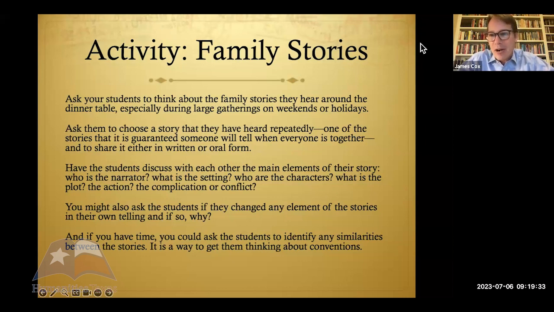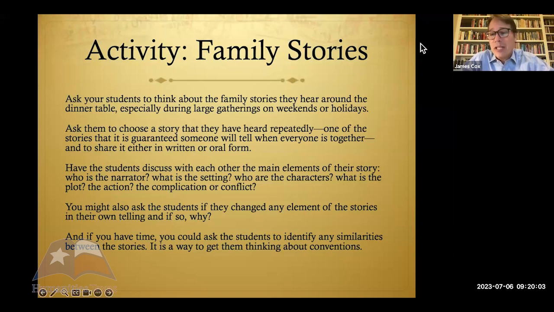But who is the narrator, and what position do they have in the family? And when this narrator speaks, do people believe them? Is this narrator prone to exaggeration? Is this narrator, right, et cetera? All those kinds of questions. What's the setting? Who are the characters? What is the plot, the action, the complication, or the conflict? And then you might also ask students if they changed any element of the stories in their own telling, and if so, why?